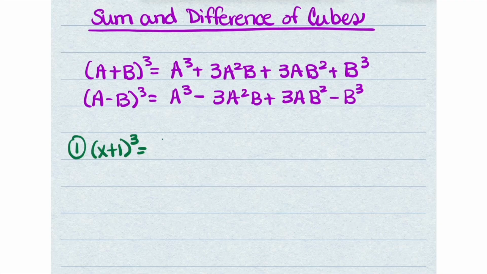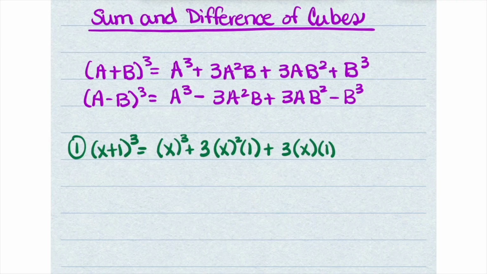It says I need to cube the first term and take 3 times the first term squared times the second term, plus 3 times the first term times the second term squared, and then plus the second term cubed. And you're saying, well, Dr. B, what are you calling terms? This is the first term. That's the second term. Okay? First term cubed, 3 times the first term squared times the second term, 3 times the first term times the second term squared, and then the second term cubed.